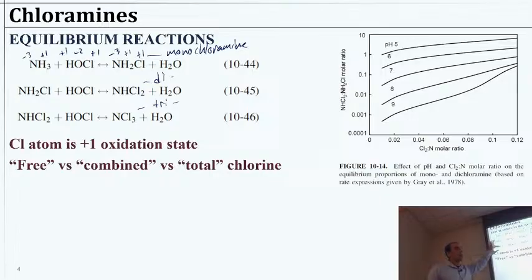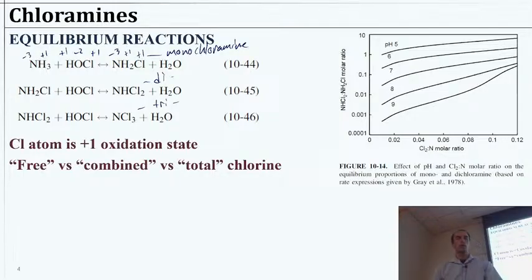And the combination of free chlorine plus any chloramines there are is what we call the combined chlorine. The set of chloramines is combined chlorine. Total chlorine would be the combined plus the free.